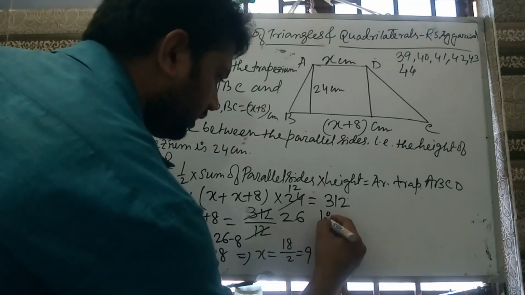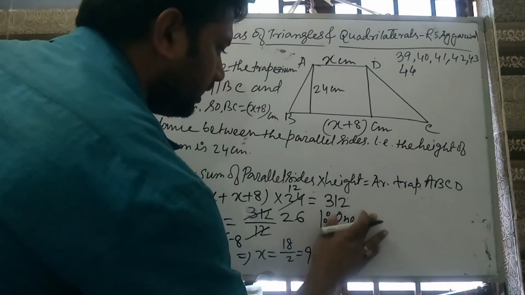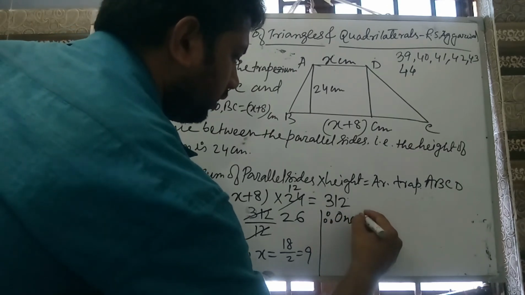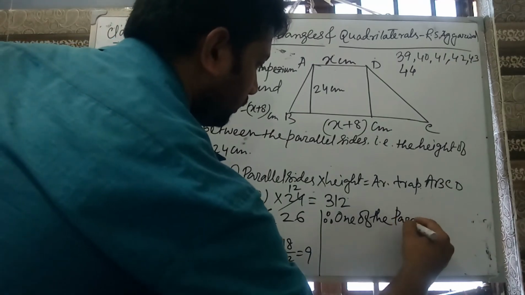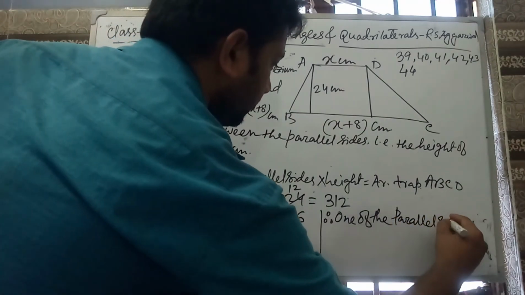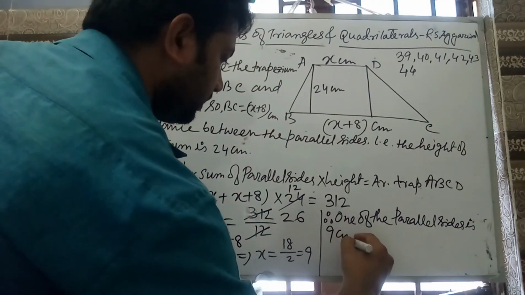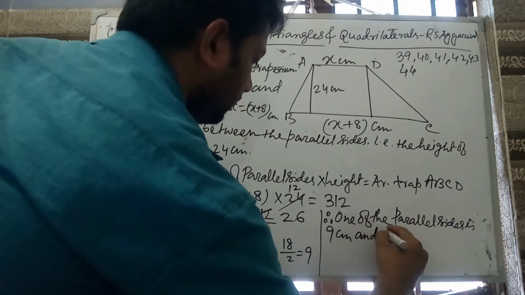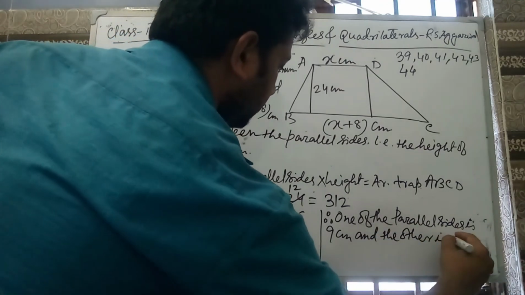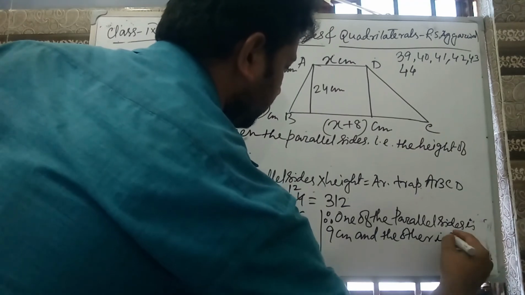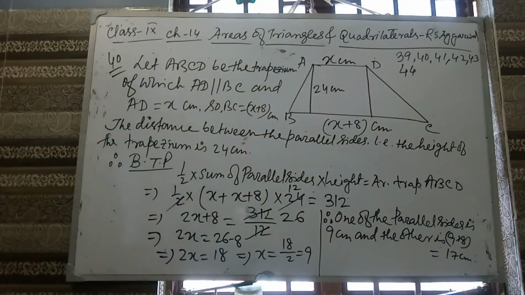Write down the answer. Therefore, one of the parallel sides is 9 centimeter and the other is 9 plus 8, that is 17 centimeter. Okay.